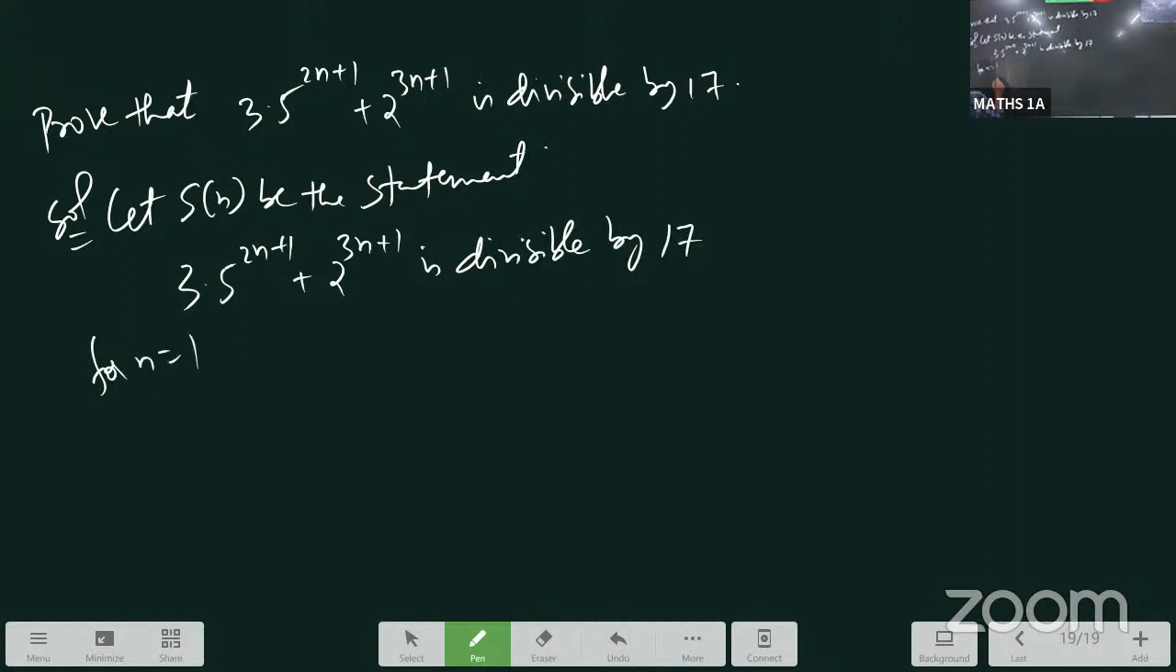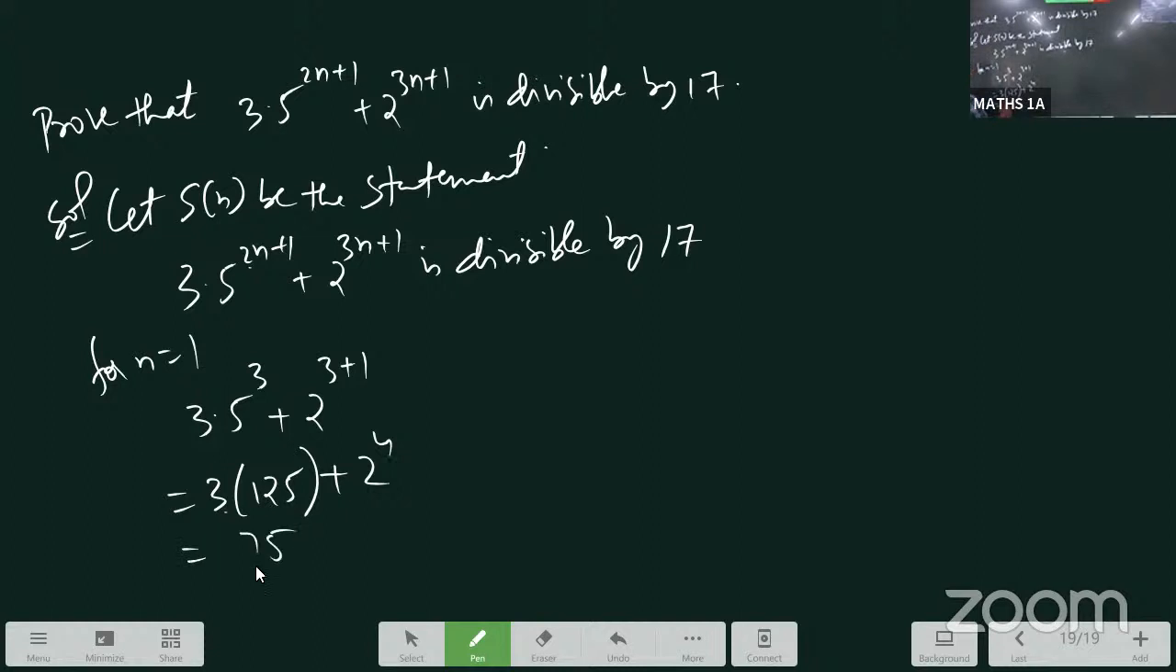N equal to 1 means what? 3 into 5 to the power 2 ones are 2 plus 1, 3. Cube, plus 2 to the power 3 ones are 3 plus 1. That is nothing but 3 into 125 plus 2 to the power 4. 3 5s are 15. 3 2s are 6 plus 1, 7. 3 1s are 3. 2 power 4 is 16. Now add them. 6 plus 5, 11. 7 plus 1, 8 plus 1, 9. Right.